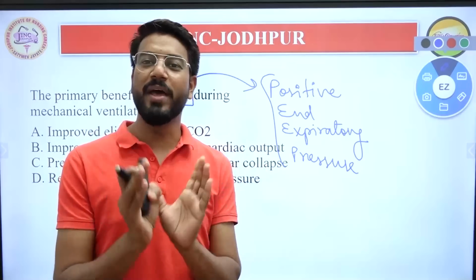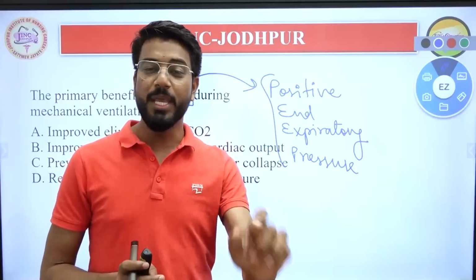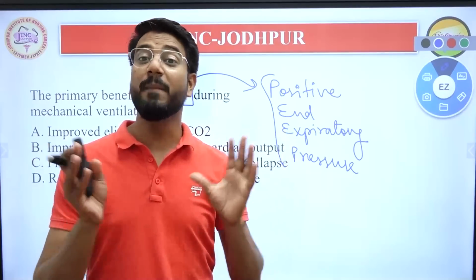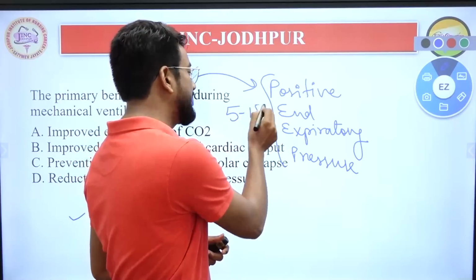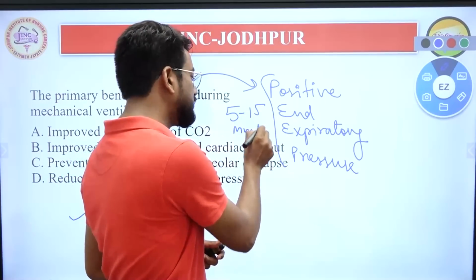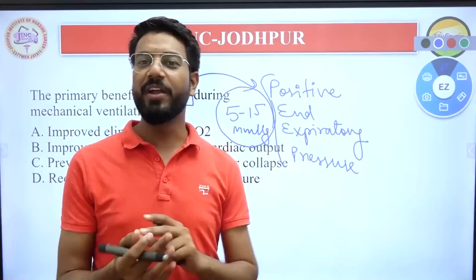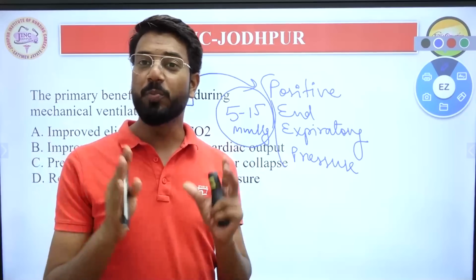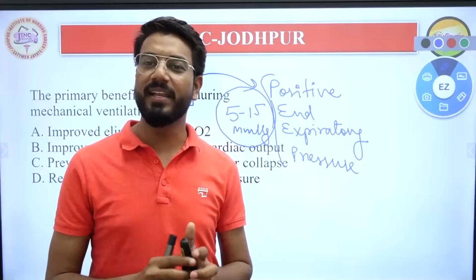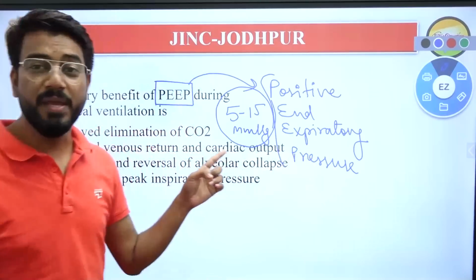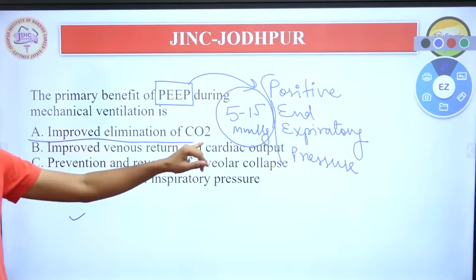To prevent the alveoli from collapsing after expiration, what do we maintain in the patient? PEEP pressure. You maintain a PEEP between 5 to 15 mm of Hg. And what is the benefit of this PEEP? This PEEP will help you to prevent the collapse of alveoli. So what are the options written? Improve the elimination of CO2.